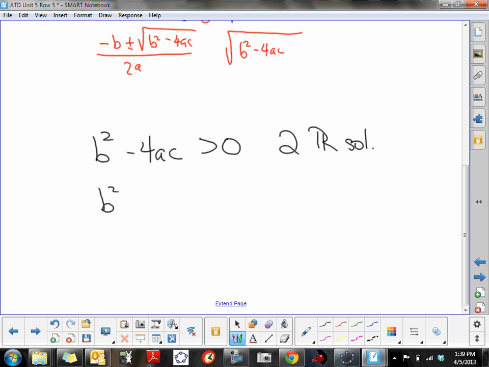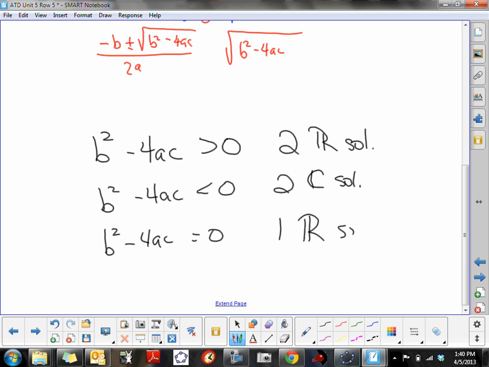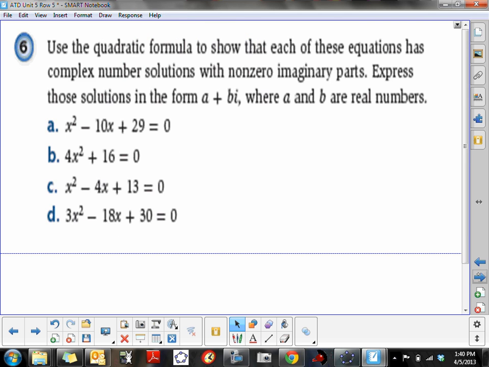If b squared minus 4ac was less than 0, then what can you guarantee about your solutions? Two complex solutions. And the only other option is if b squared minus 4ac is what? If it's equal to 0, then you're guaranteed one real solution. Nothing real difficult about this, it's just some terminology. It's just another part of this mathematics, trying to figure out what kind of solutions we have and what's the fastest and easiest way to figure it out. All right, one more push here, and then we got number 6 to do.